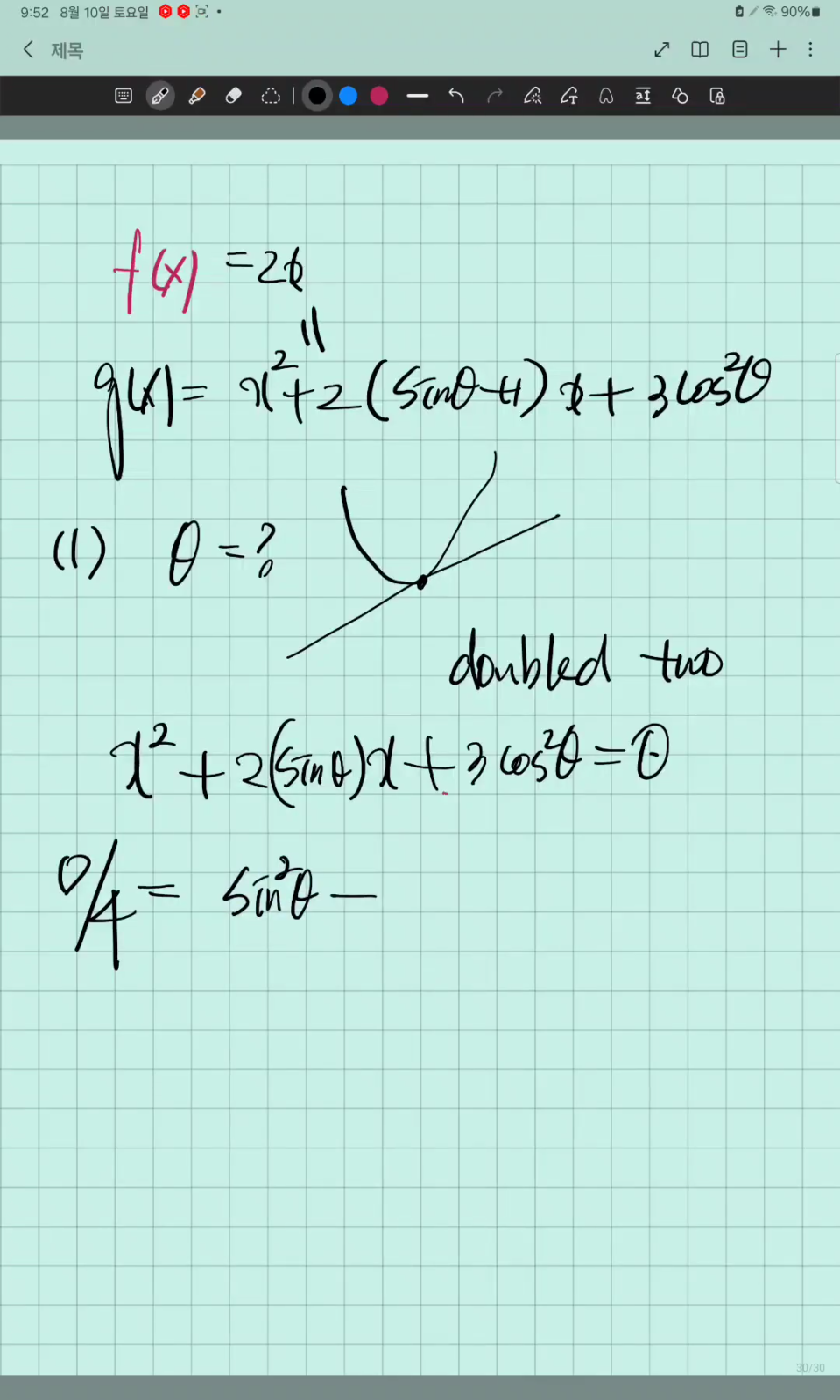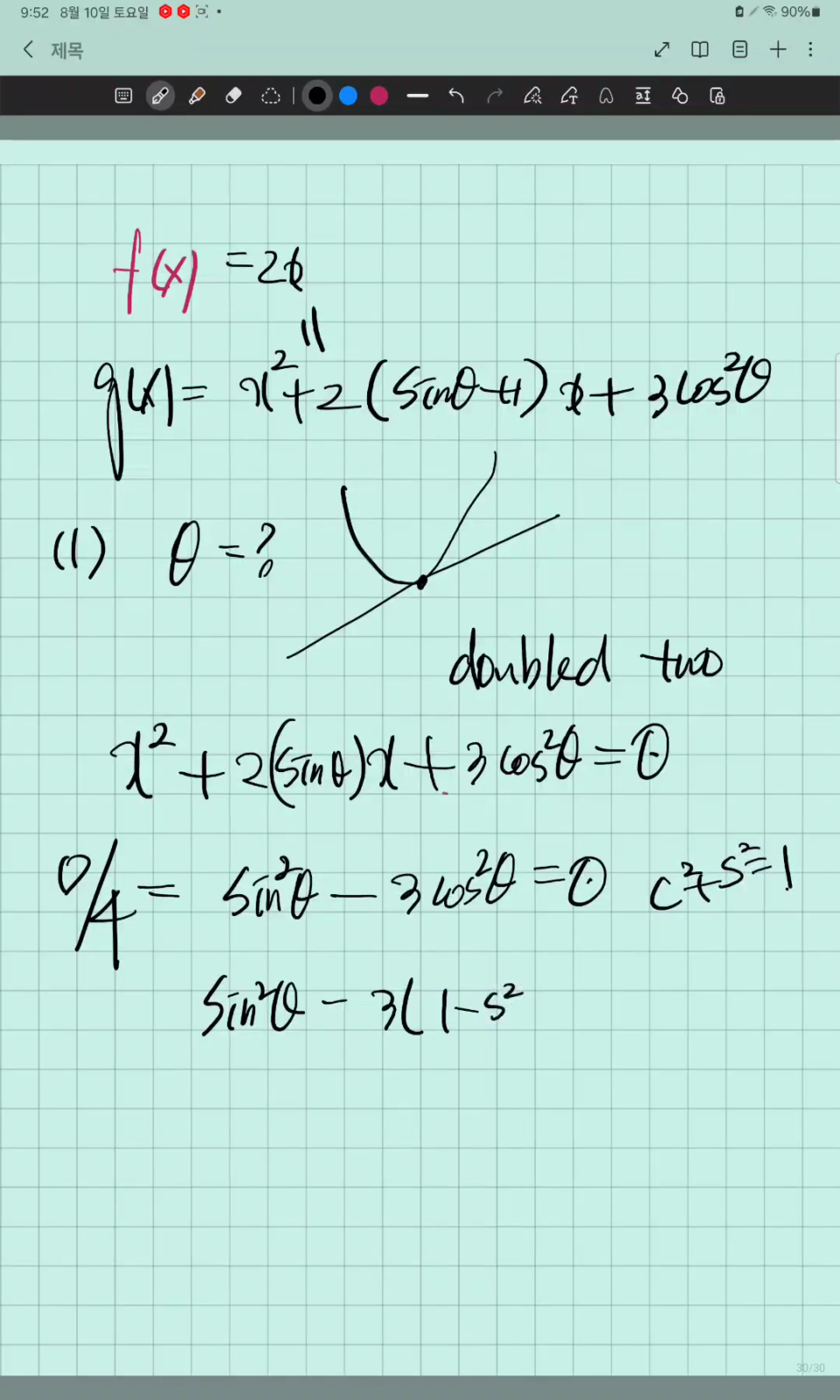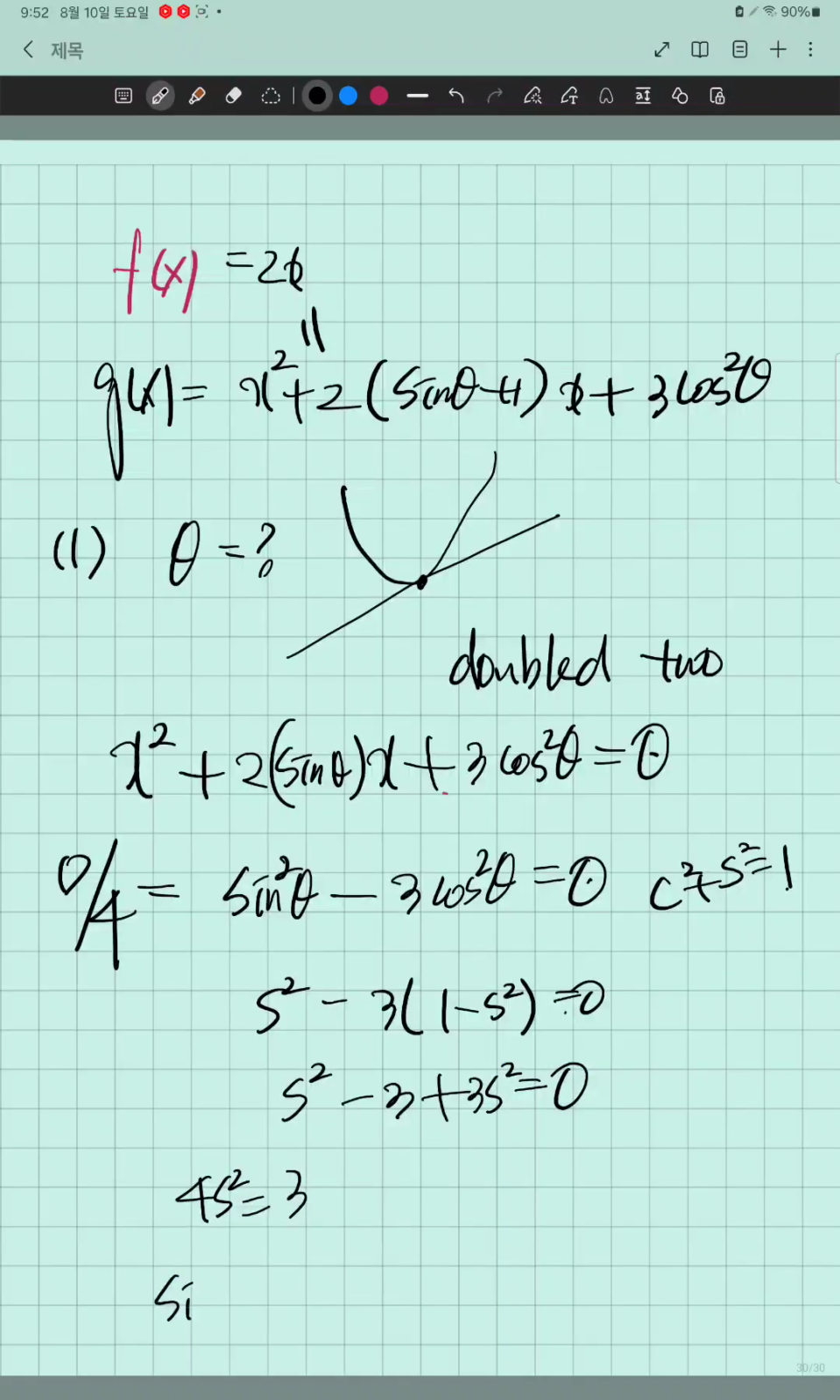sine squared theta minus 3 cosine squared theta equals 0. So we want to find theta here, because sine squared plus cosine squared equals 1, cosine squared is 1 minus sine squared. So s squared minus 3 plus 3s squared equals 0, so 4s squared equals 3. So sine theta is given by plus or minus root 3 over 2.